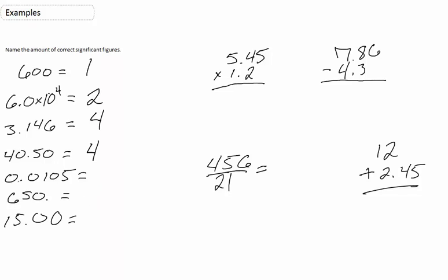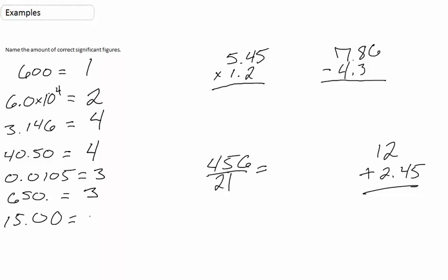In this example, 0.0105. First, find the first non-zero, which is our 1. And since we have leading zeros, our leading zeros are not going to count as significant figures. So starting at 1, we have 1, 2, 3 significant figures. For this example, we have 650 with a decimal point. Since 650 has a decimal point, we can assume that the measurement was taken to the ones place. This example would have 3 significant figures.